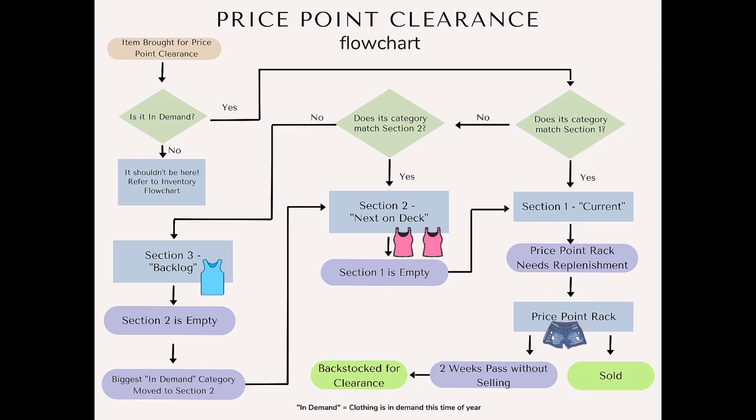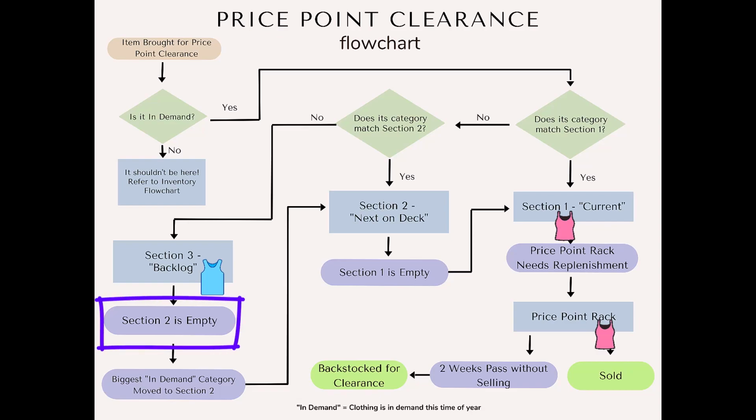Then whatever's in section 2, which could be women's tanks, gets moved to section 1. So now women's tanks are here. As things sell from the price point rack, we start to replace them with women's tanks. This will temporarily make it so the price point rack has more than one category, but eventually we'll sell through all the women's shorts and it'll just be women's tanks. In this example, once we moved women's tanks from section 2 to section 1, that means section 2 is empty. When section 2 is empty, we need to take something out of our backlog, or section 3, and bring it into section 2.